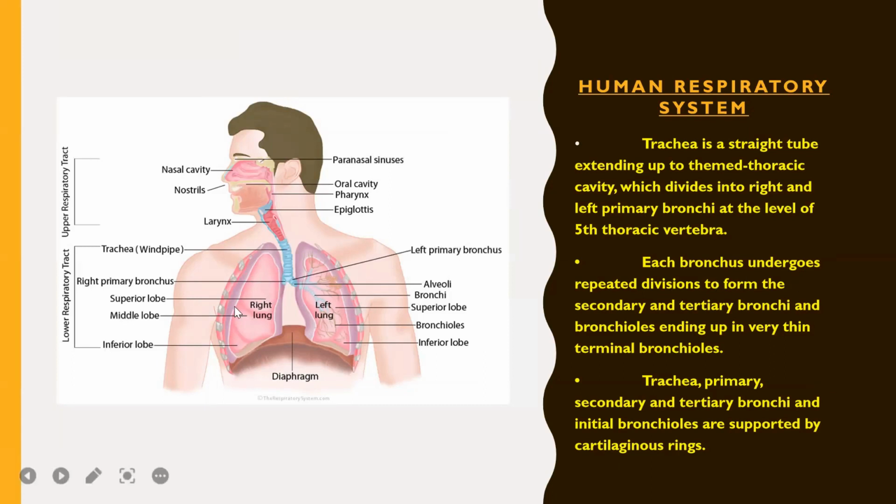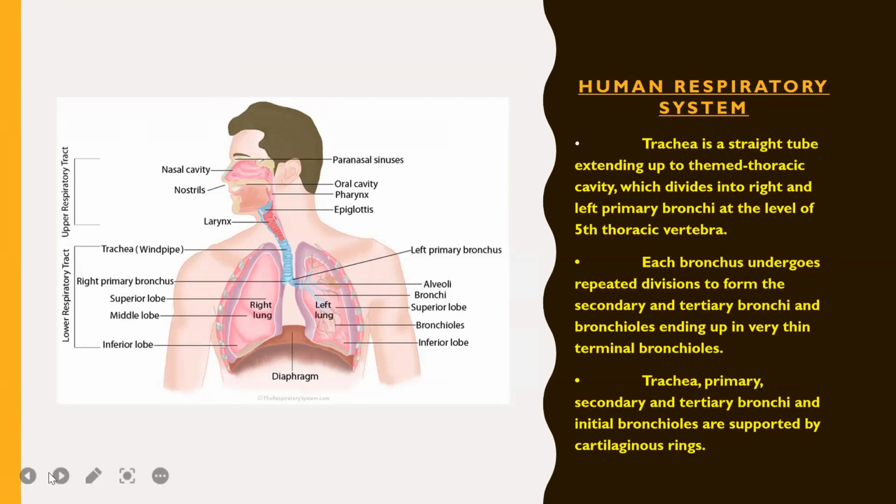Now each bronchus will again undergo repeated division. First division, again division, like that. So the branches of bronchus are called as bronchi. Then bronchi will again divide to form bronchioles. Okay, then trachea, bronchus or bronchi, then bronchioles. So these all are supported by the cartilaginous rings.